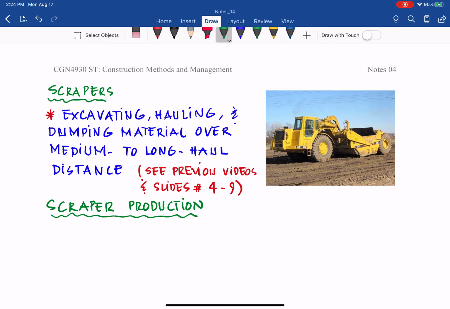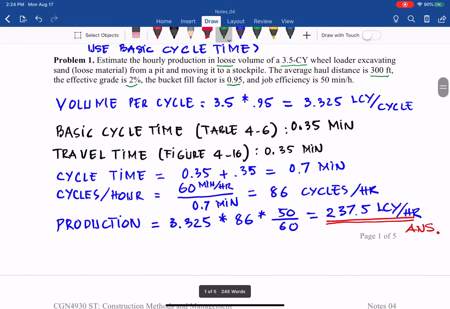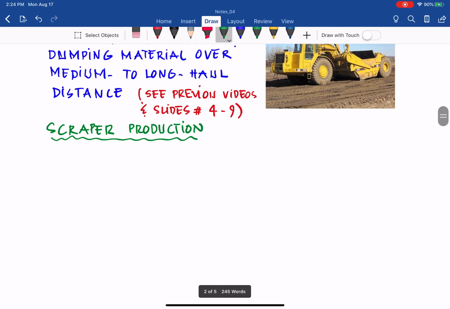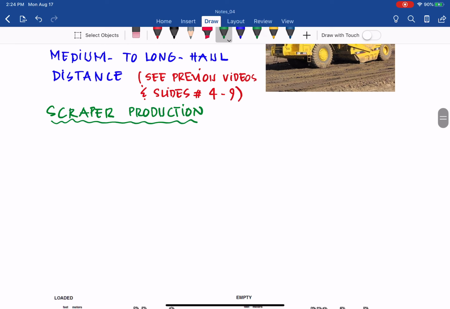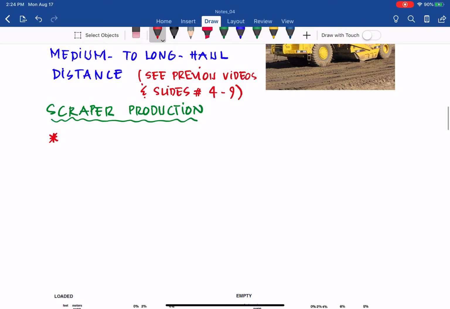To determine scraper production, same as for the loader and dozer that we did in lesson 3 and the first part of this lesson, we find out the fixed cycle time, travel time, payload, etc., and then the efficiency factor. All of that will be applied in scraper production. So let me write down a few notes on where that information can be obtained. The first one is fixed cycle time.